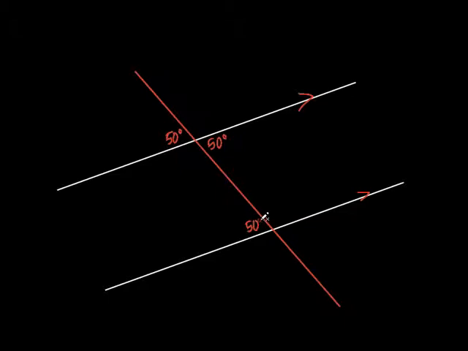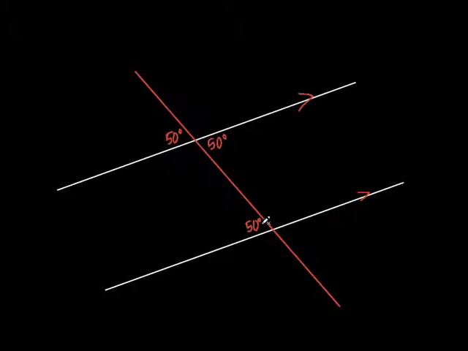Why is it 50? Okay, it's corresponding to this one, right? Or you could have another choice. What is it to this? Very good. Say it. Alternate interior angles. That's right. Okay, so these two right here are alternate interior. These are corresponding. So they have to be equal to each other.